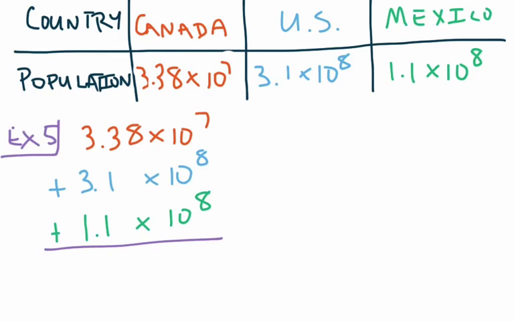So I have 3.38 times 10 to the 7th plus 3.1 times 10 to the 8th plus 1.1 times 10 to the 8th.